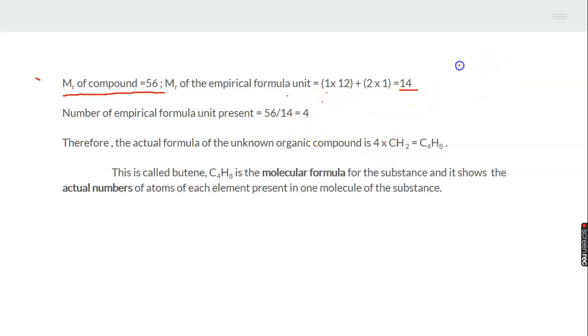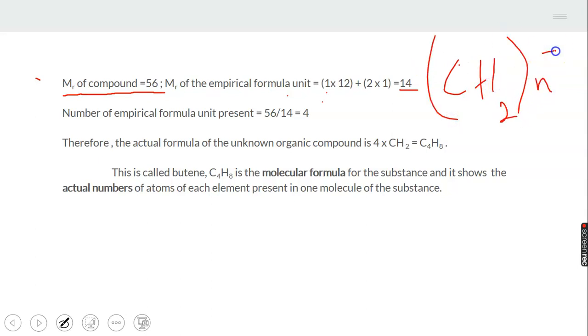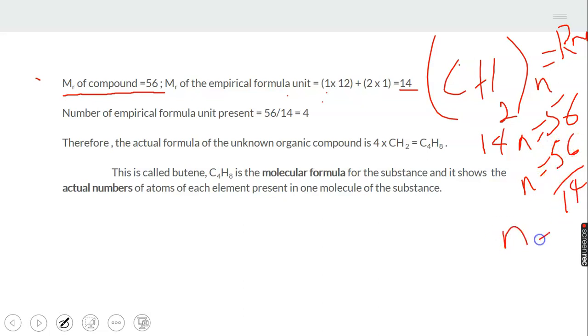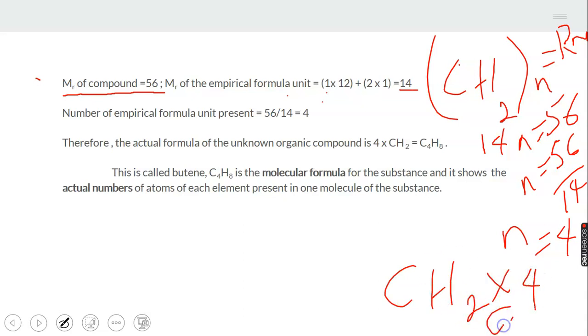It's like writing CH2 times n equals your relative molecular mass. So something like 14n equals 56. Just like the normal, conventional one you knew before, it will be 56 divided by 14. Your n equals what? 4. So this is what we got here. And that 4, you multiply it by CH2. So times 4 will give you C4H8.